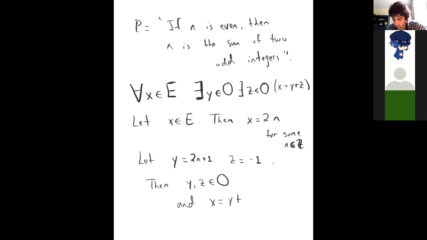Aren't we supposed to use an arbitrary number for Z as well? You don't, it doesn't have to be. It's there exists, so you just have to find 1. Oh, okay. So Y is an example of an odd number, and negative 1 is an example of an odd number. Okay. Cool? Yeah.